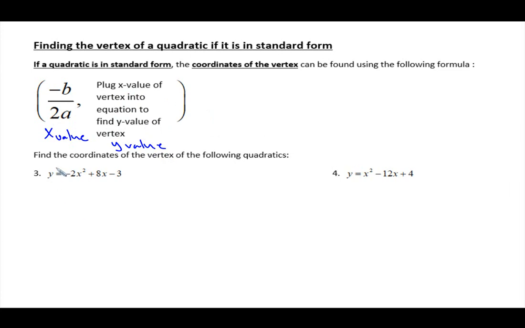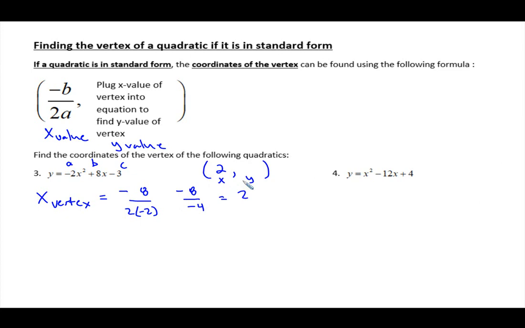All right, so let's do an example. I need to find the coordinates of the vertex, so the x value of the vertex. The x value of the vertex is negative b, and here were our a, b, and c values. So -b, which is 8, over 2 times a, which is -2. So we end up with -8 over -4, which gives us +2. So we just figured out the x value of our vertex is 2.